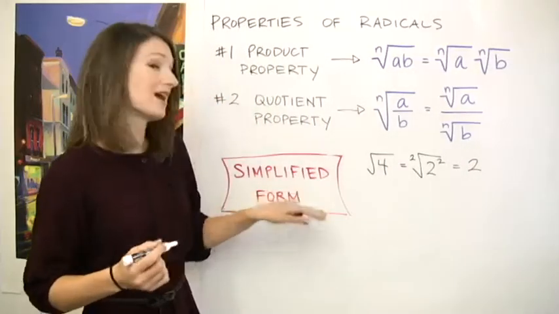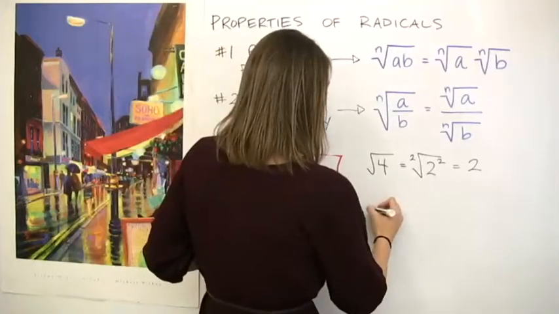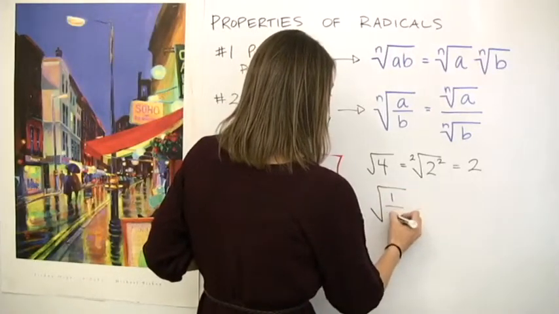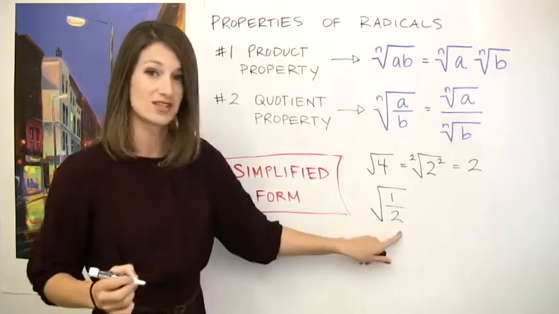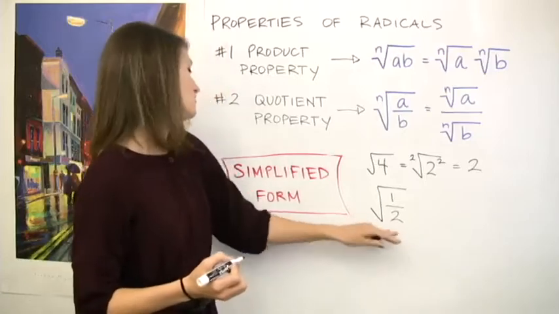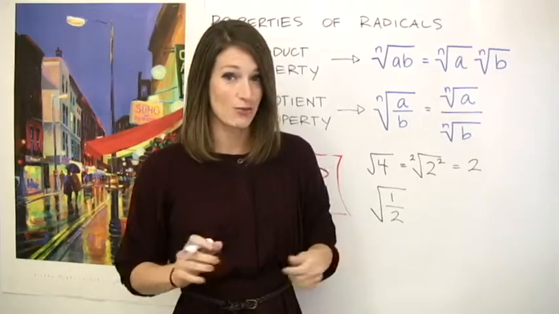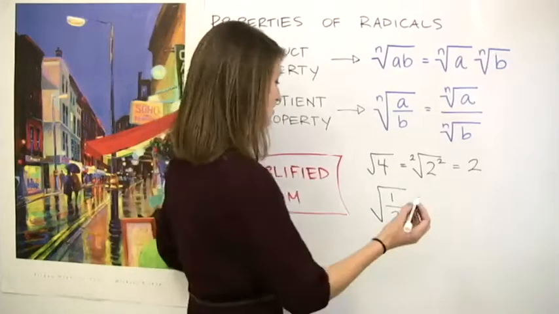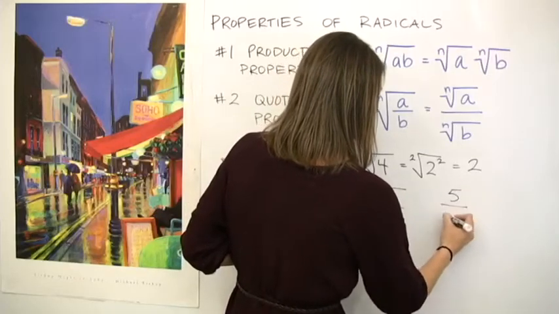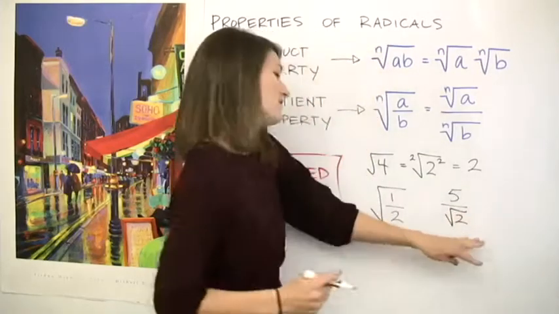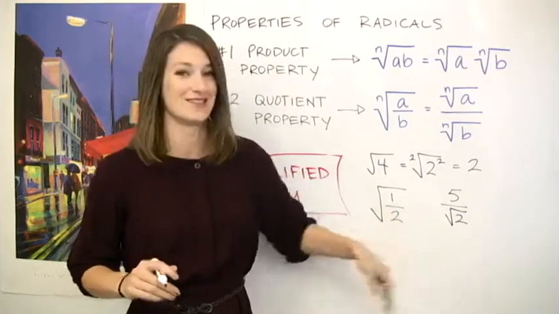The other thing in order to get a radical in simplified form is to make sure that your answer does not have a fraction under the radical sign. For instance, the square root of 1/2. We would need to simplify this further to get our final answer. And then the other term of simplified form for radicals is to make sure that you don't have any radicals in the denominator of a fraction. So for instance, let's say 5 over the square root of 2. This expression here is not in simplified form because we have a radical in the denominator.